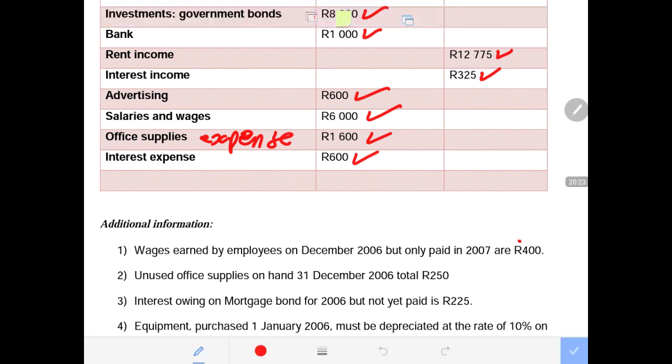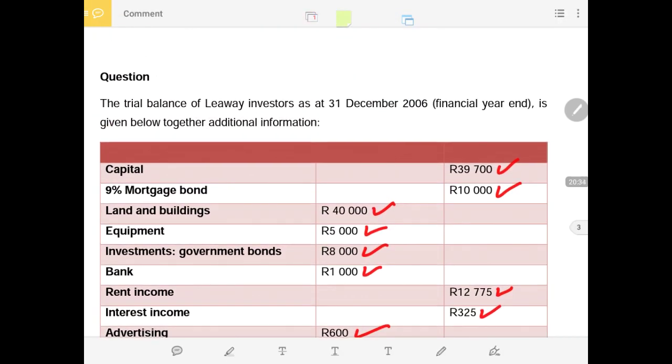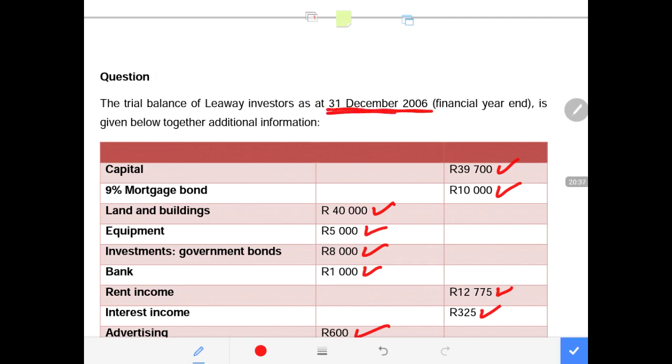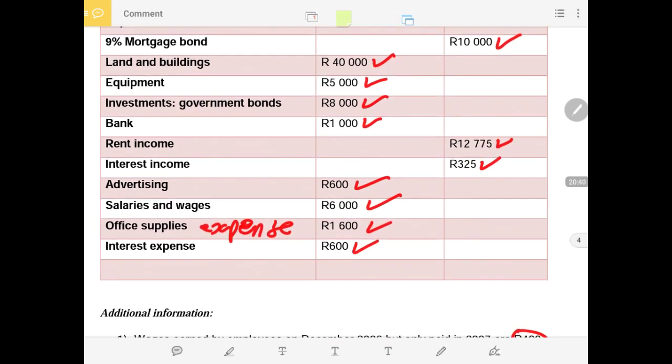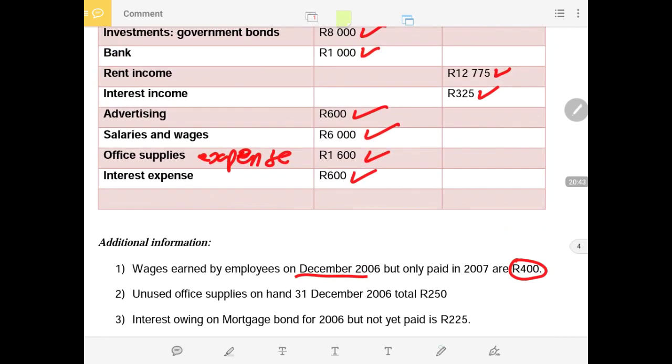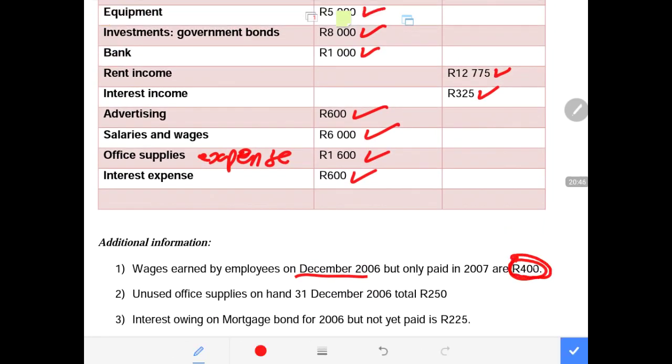Now, in this case, we have the amount of 400 that was supposed to be paid in December, and it was not paid in December 2006. And please be mindful that the trial balance is for the year 2006. So that means this trial balance is at the end of December 2006. The question that you can ask is, is the 400 of wages included in the 6,000 of the wages in the trial balance? Remember, these wages are for the current year 2006. Then the answer will be no, because the amount of 400 was not paid.